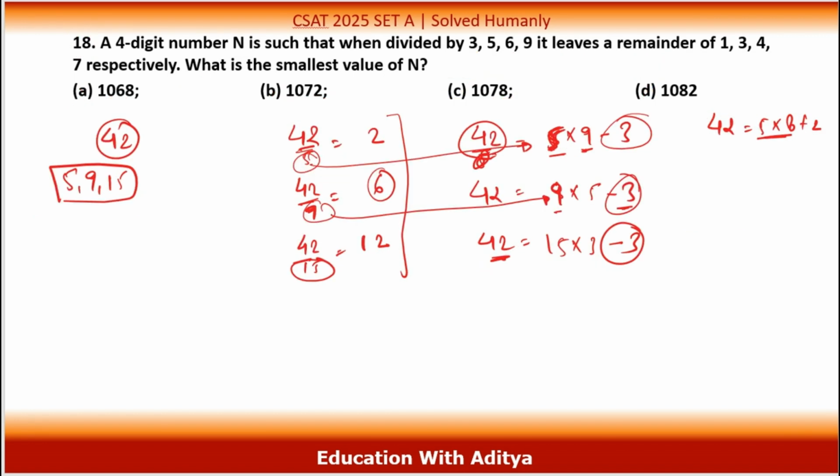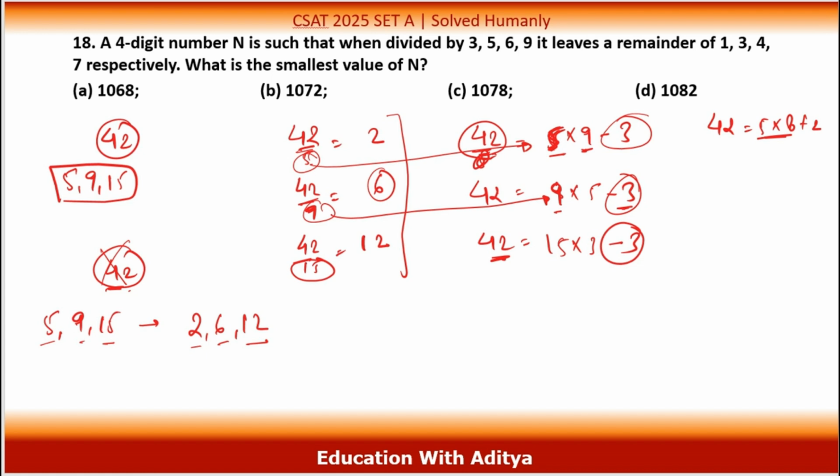So what is happening is, let's assume 42 was that number. We don't know the number. And the question was, there is a 2-digit number which, divided by 5, 9 and 15, leaves a remainder of, let's say, 2, 6 and 12. We don't know what the number 42 is right now. And the question was, what would be the smallest value of that 2-digit number?